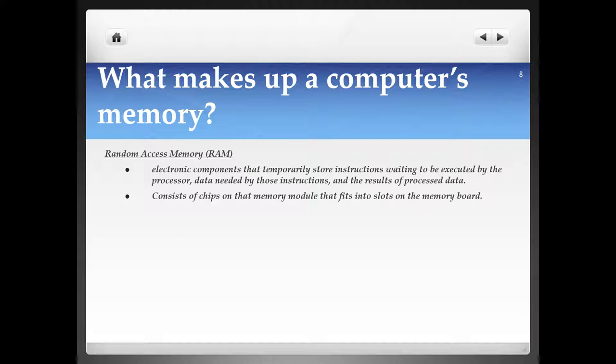And random access memory is electronic components that temporarily store instructions waiting to be executed by the processor, and data that's needed by those instructions and the results of that data. So it doesn't have to be there for the computer to operate, but it is there for a specific purpose or reason. And it consists of chips on the memory module that fit into slots on the memory board. That's if it's inside the computer. And basically, you can add RAM into as many slots inside the computer as you would like. And maybe we'll look inside a computer so you can see what we're talking about.